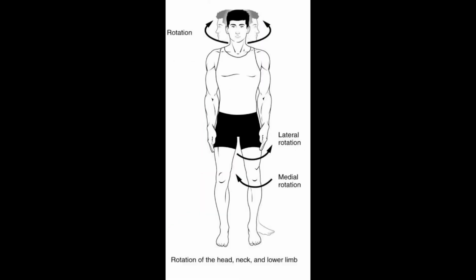Rotation. Circumduction and rotation are two different movements. Rotation can occur within the vertebral column, at the pivot joint, or at the ball and socket joint. Rotation is produced by the summation of small rotational movements available between adjacent vertebrae.